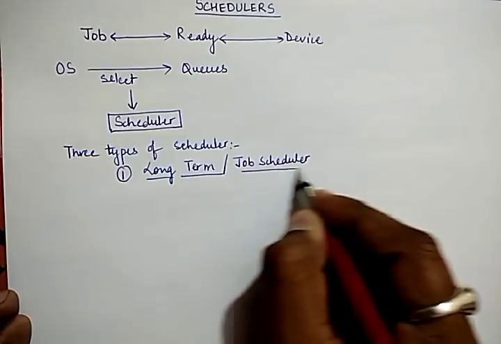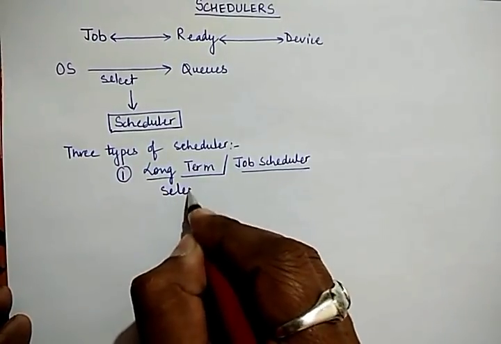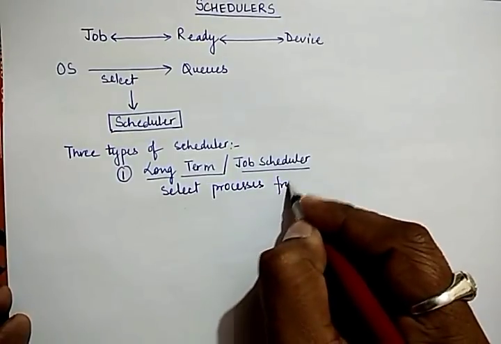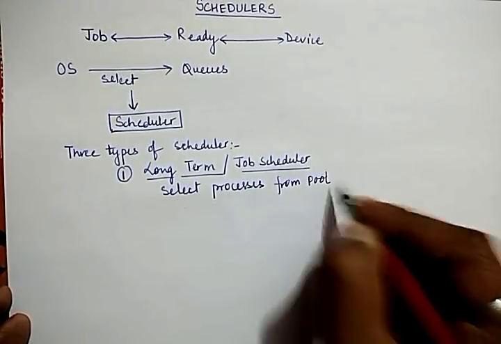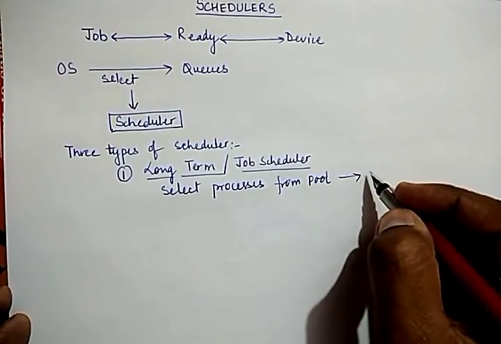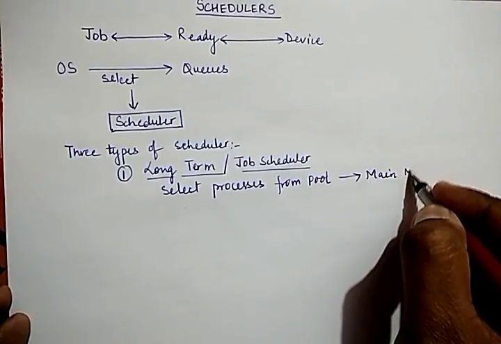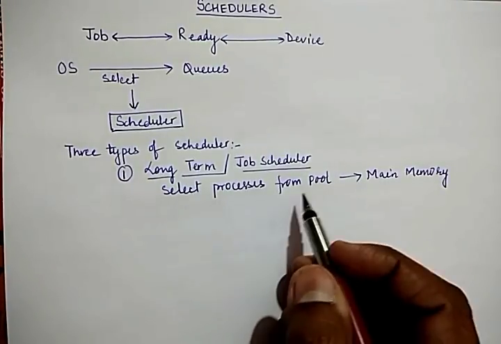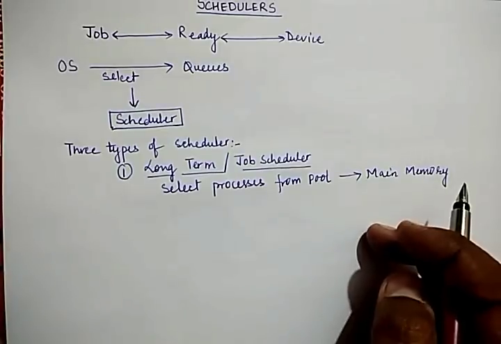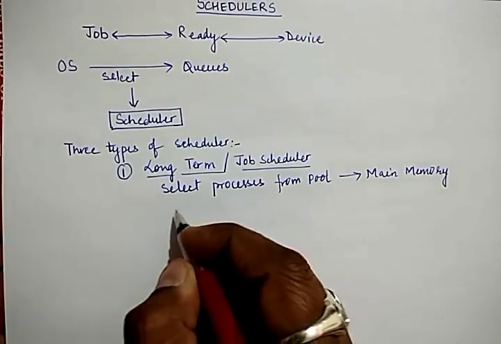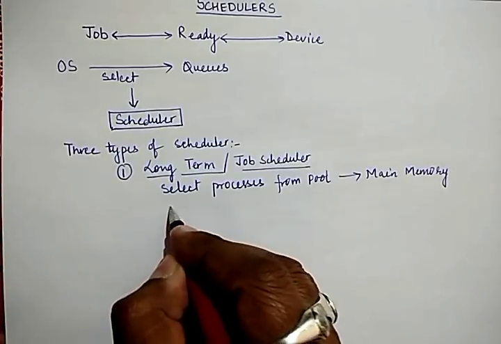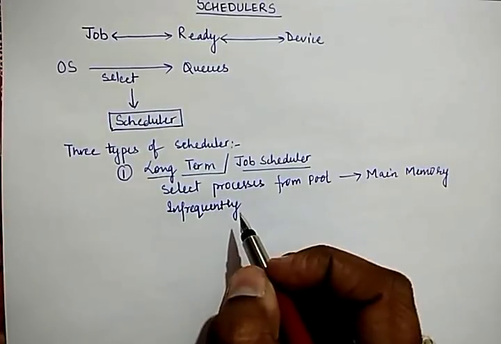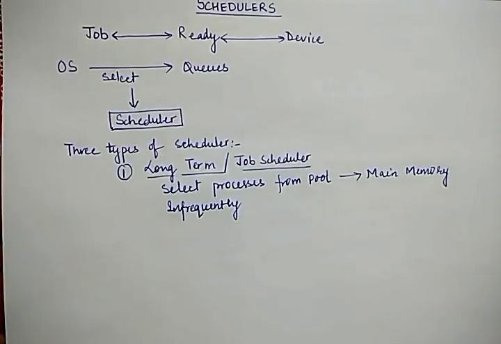This scheduler selects processes from the secondary memory pool and loads them into main memory. And this is invoked very infrequently, because when a process is executing, it generally resides in the main memory.